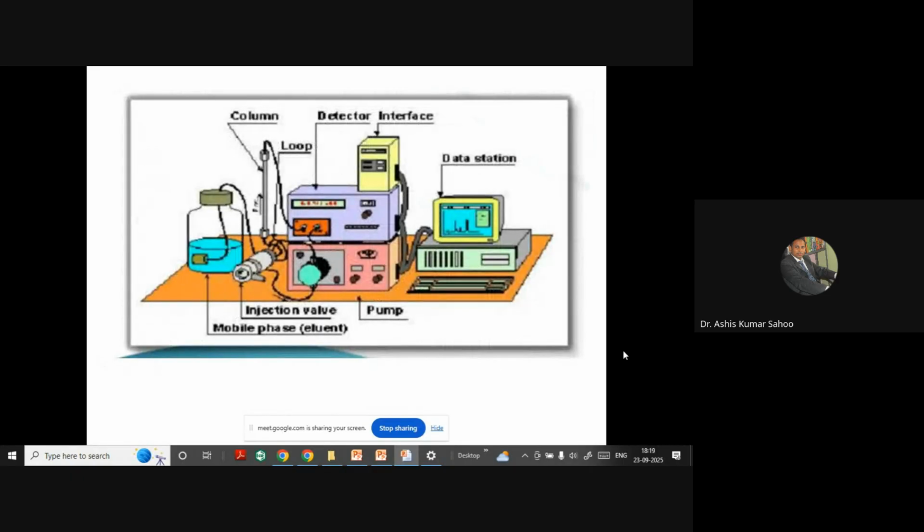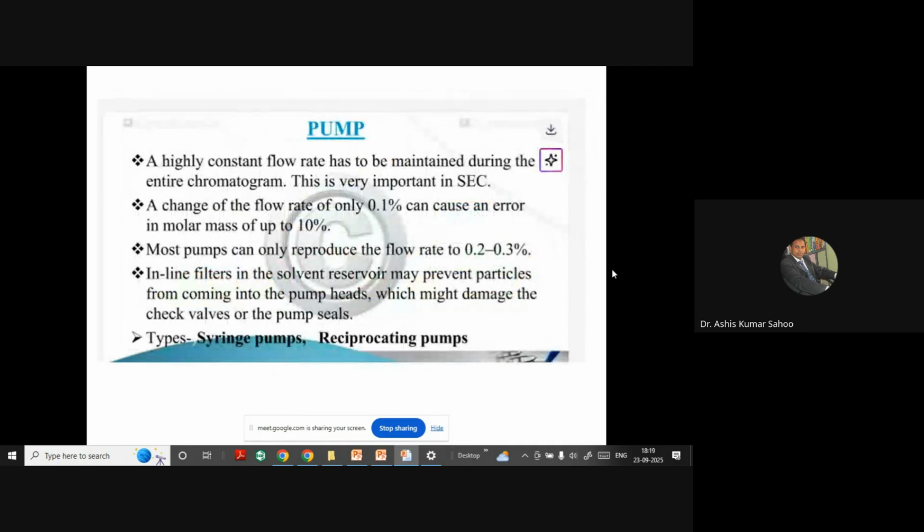So this is the setup: the size exclusion column. Here is the mobile phase, and here the sample will be injected, and this is the column, and this is the detector. A constant flow rate has to be maintained during the entire chromatography. So this is very important.